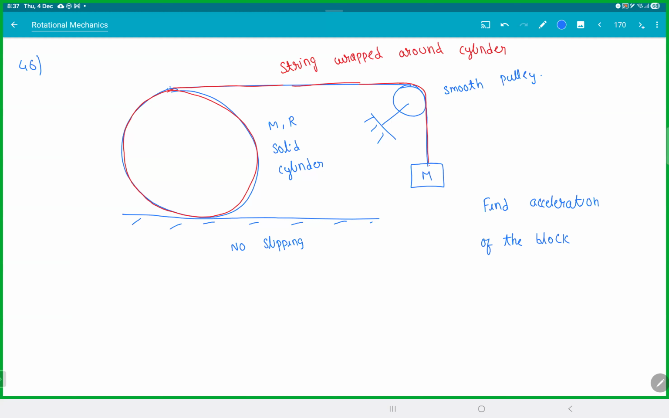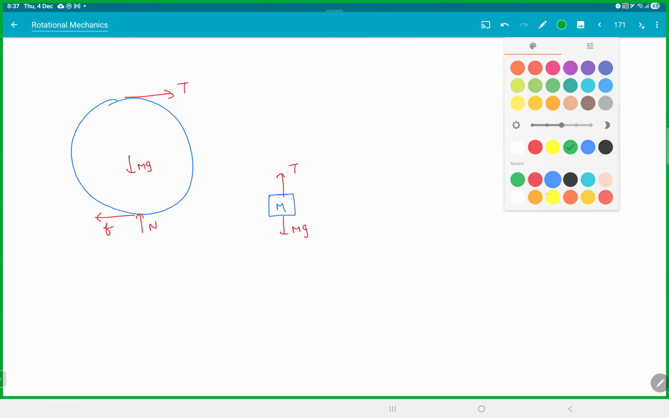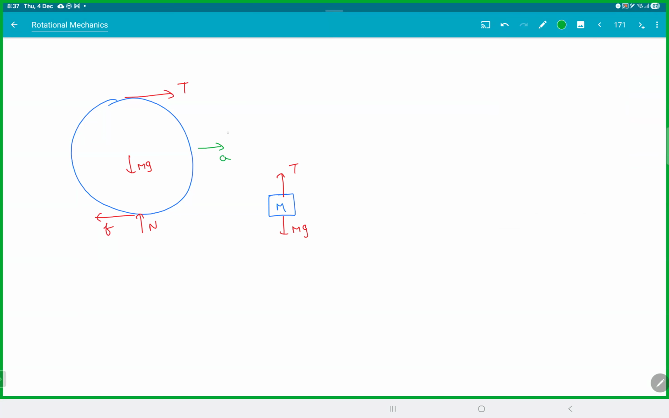Let's see. Remember the process. The steps are still the same. Step one, choose your system. I will take the solid cylinder and the block. So draw the FBD. Tension, mg, normal reaction, friction. This will be the same tension T, and this will be mg. Let this go with A, and let this go with alpha. So that means this topmost point here, and this is the acceleration of the block.